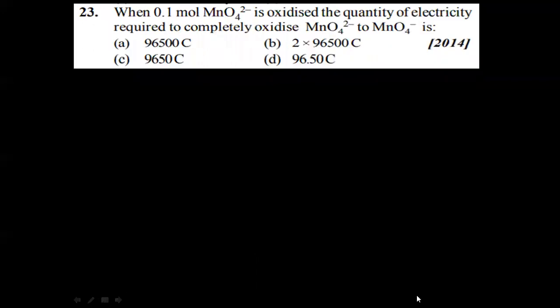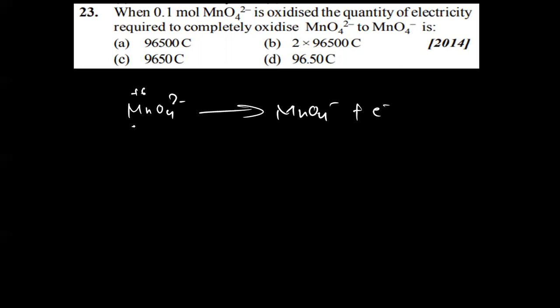23. When 0.1 mole MnO4 2- is oxidized, the quantity of electricity required to completely oxidize MnO4 2- to MnO4- is. So here we have to take the oxidation number of Mn in both cases. On calculating the oxidation state of manganese, we have plus 6 oxidation state in MnO4 2-, and in MnO4- it's plus 7.